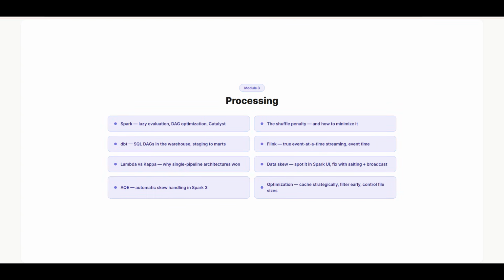Module 3, processing at scale: Spark's lazy evaluation and DAG optimization, the shuffle penalty, and how to minimize it. Flink for true event-at-a-time streaming, Lambda versus Kappa, and why the industry moved towards single pipeline architectures, data skew, how to spot it, how to fix it with salting and broadcast joins.